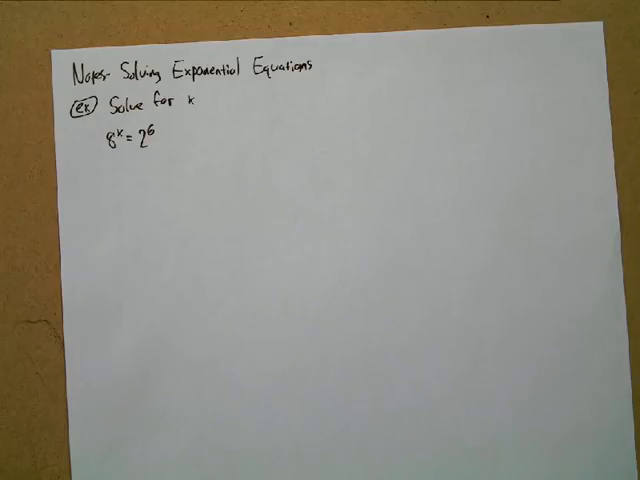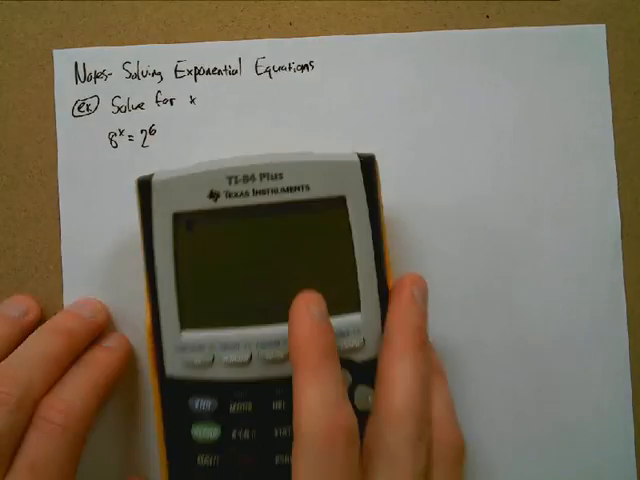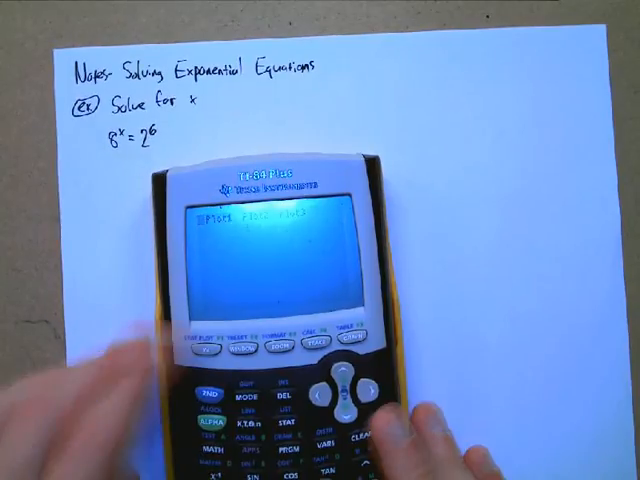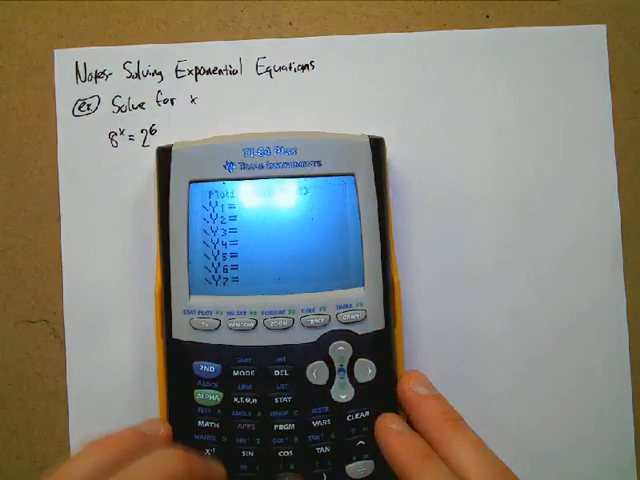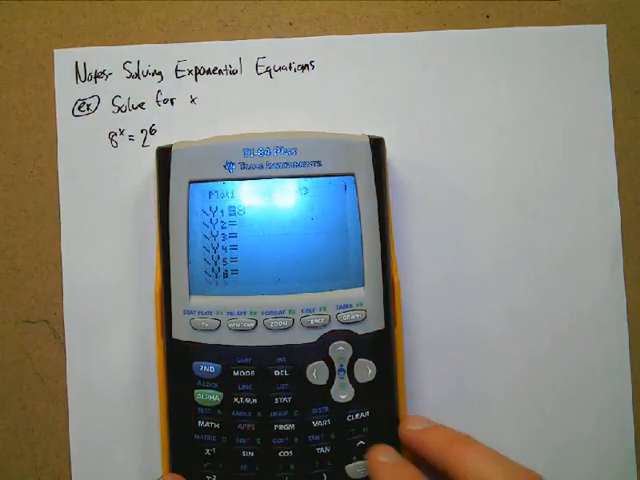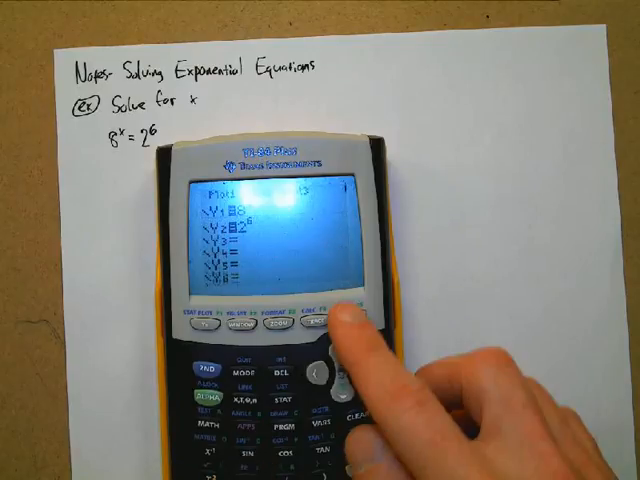You could just use your graphing calculator, type in the left-hand side, type in the right-hand side, and see where they intersect. This could get out of control here, though, because we are going to be graphing 8 to the x. But let's just see. So 8 to the x, and then 2 to the 6. Yeah, it's going to be a little bit crazy.